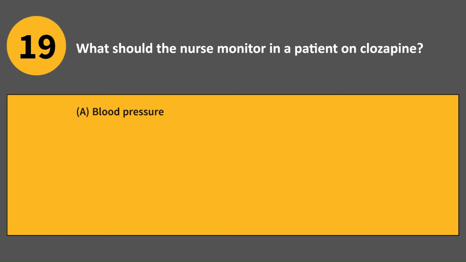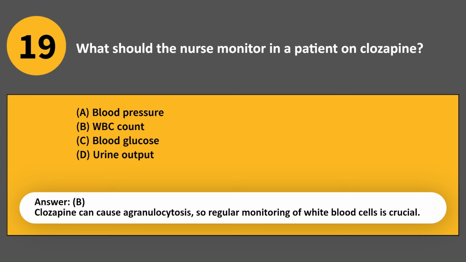What should the nurse monitor in a patient on clozapine? A. Blood pressure. B. WBC count. C. Blood glucose. D. Urine output. Answer: B. Clozapine can cause agranulocytosis, so regular monitoring of white blood cells is crucial.